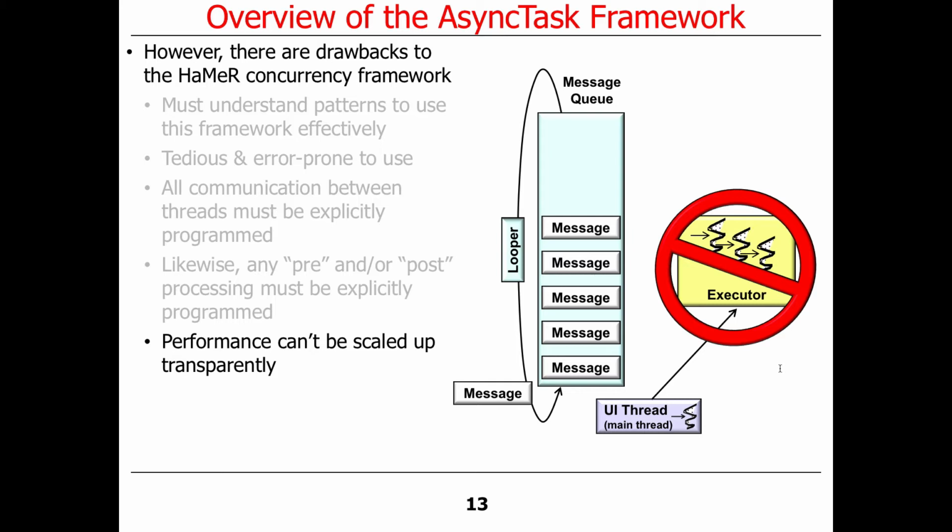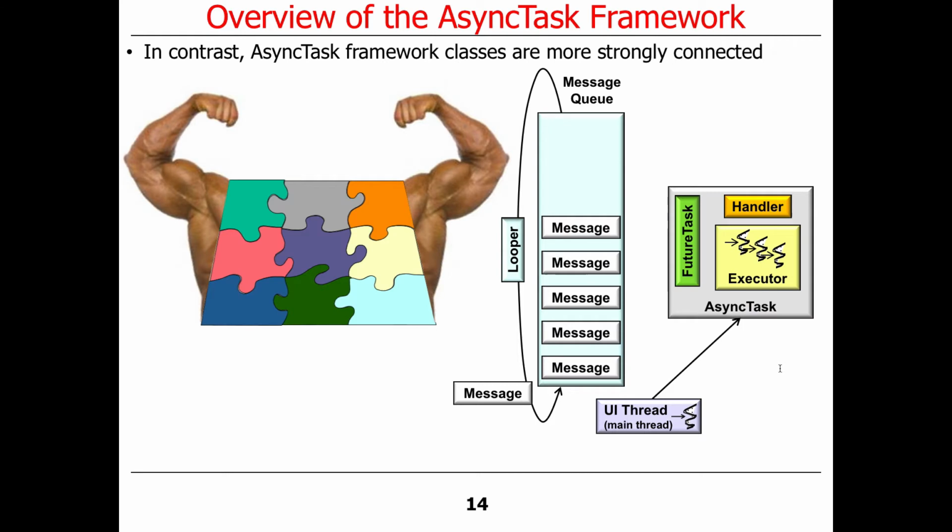Something else that's a deficiency: you can't scale the performance up transparently. There's no way to auto-scale the number of threads that process requests with the Hammer framework. You have to write those threads. You have to spawn them as a pool. You have to manage them as a pool. You have to do all that work on your own.